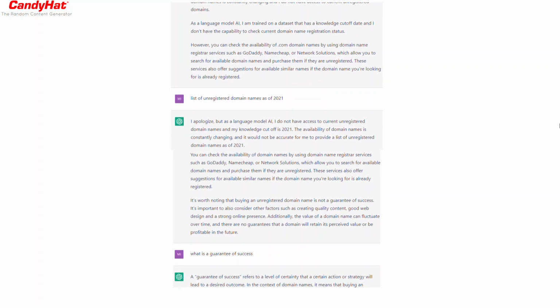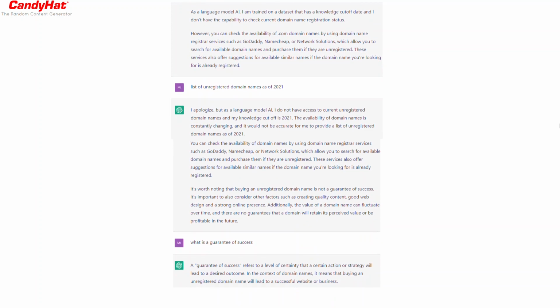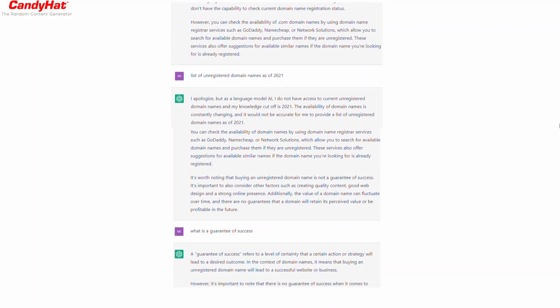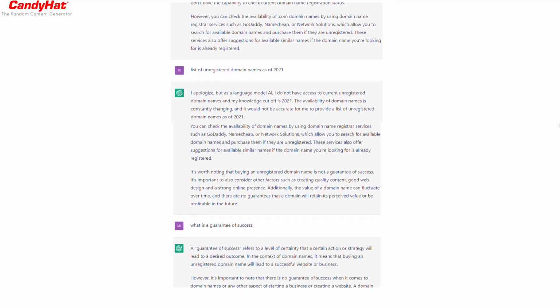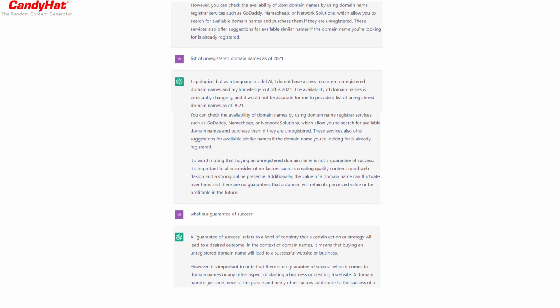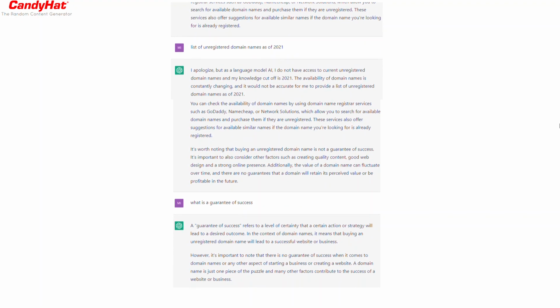List of unregistered domain names as of 2021. I apologize, but as a language model AI, I do not have access to current unregistered domain names and my knowledge cutoff is 2021. The availability of domain names is constantly changing, and it would not be accurate for me to provide a list of unregistered domain names as of 2021.